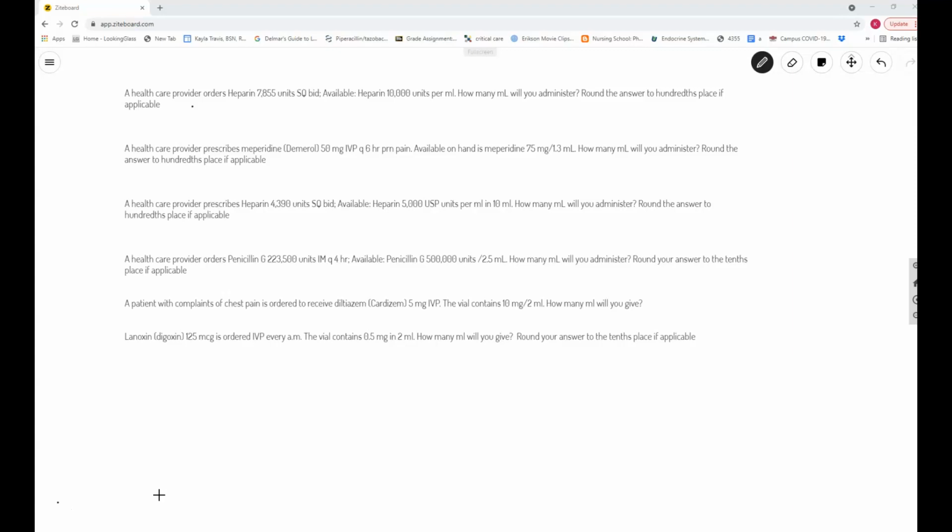So on the first problem, we have an order that says a healthcare provider orders heparin, 7,855 units sub Q, twice a day. We have available, so when I go to the Pyxis or the MedCart, I get out of the Pyxis heparin that is 10,000 units per 1 mil. So based on what I drew out of that Pyxis or that MedCart, how many mils will I administer if my patient is ordered heparin 7,855 units? The other thing that's important to know is it says right here, round the answer to the hundredths place. So we have to know what the hundredths place is.